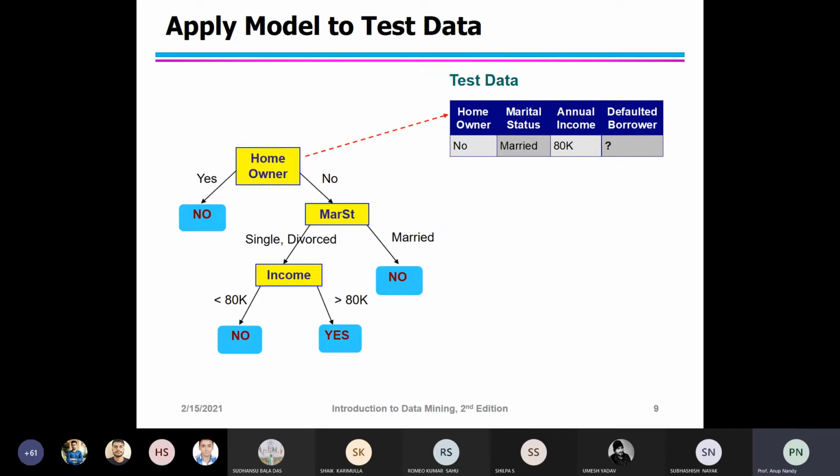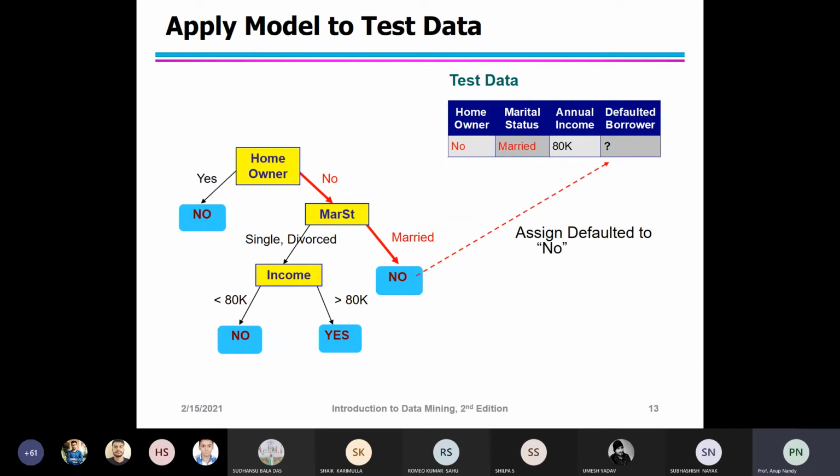Okay, so now check: it is a homeowner, so obviously it is going to this "no". Then you have to grow the node, or you have to visit in the direction where these conditions are satisfied. Then marital status, married, 80K, then assign the defaulted class as no. I mean the person is not a defaulted borrower.